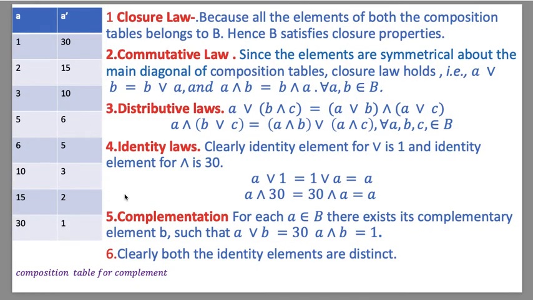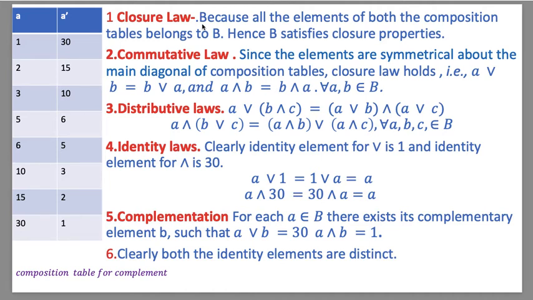Now we construct one more composition table for complement. Complement of 1 is 30, complement of 2 is 15, complement of 3 is 10, complement of 5 is 6, complement of 6 is 5, complement of 10 is 3, complement of 15 is 2, complement of 30 is 1. Now, because all the elements of both the composition tables belong to B, hence B satisfies closure property.